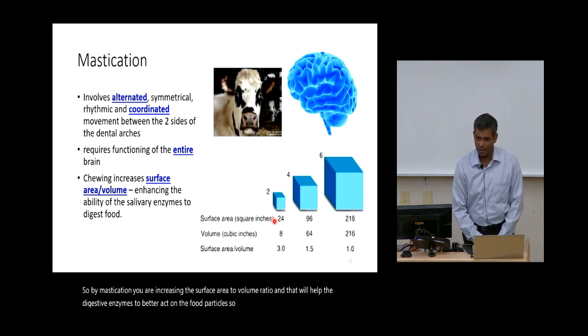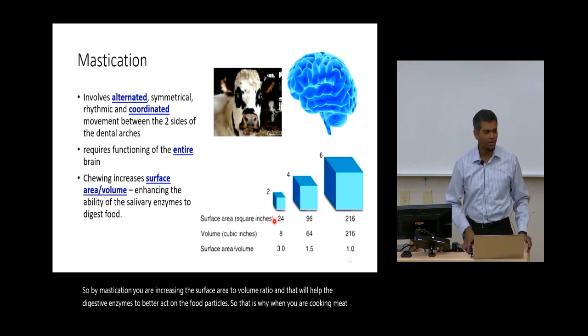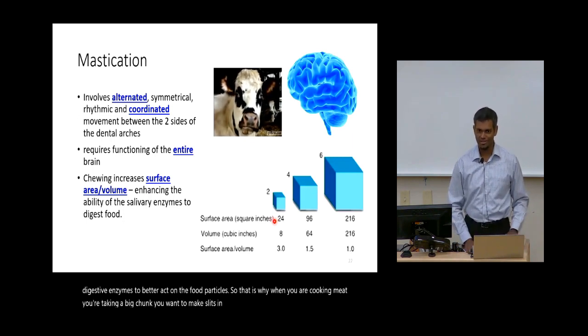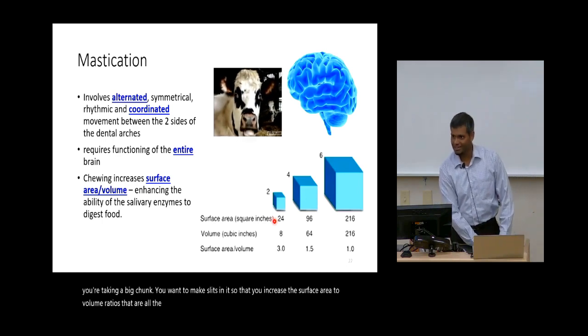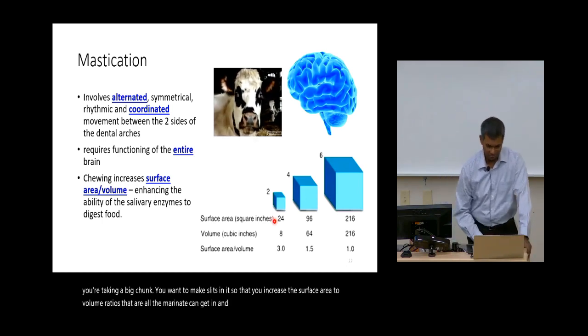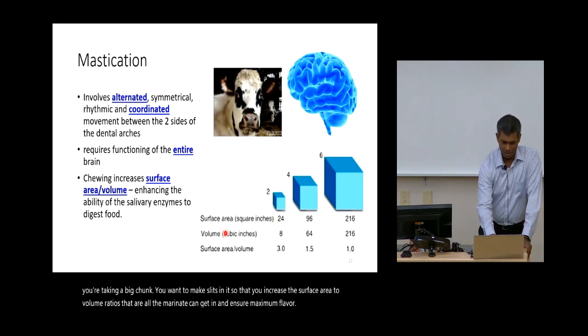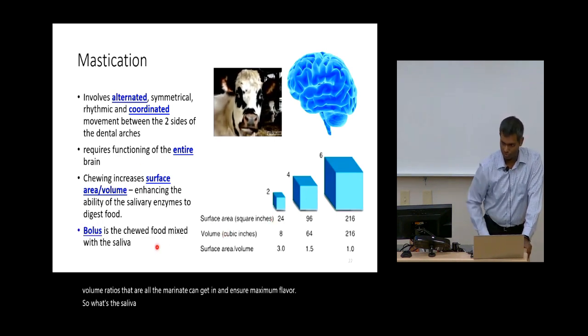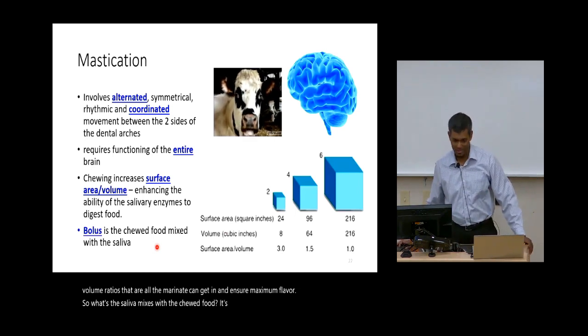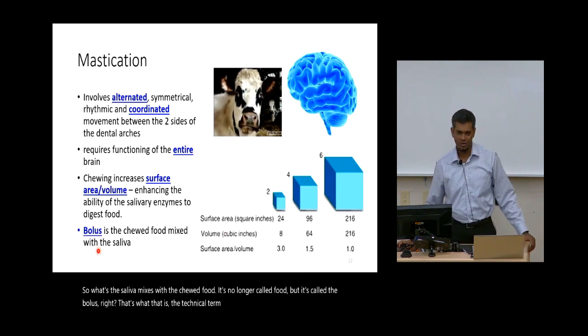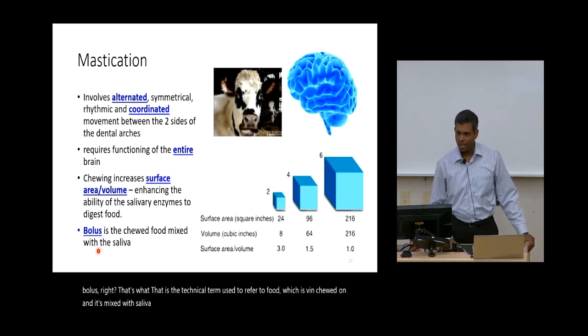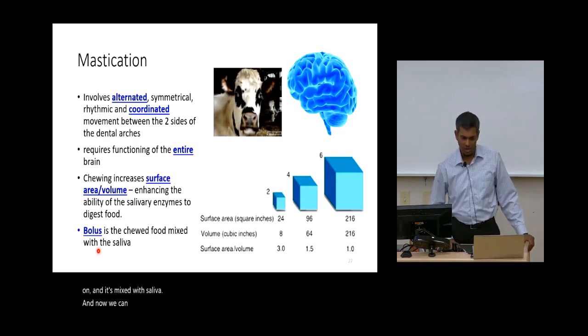So that is why when you are cooking meat, if you're taking a big chunk, you want to make slits in it so that you increase the surface area to volume ratio, so that all the marinade can get in and ensure maximum flavor. So once the saliva mixes with the chewed food, it's no longer called food, but it's called the bolus, right? That is the technical term used to refer to the food which has been chewed on and it's mixed with saliva. And now we can move on to consider how does swallowing take place.